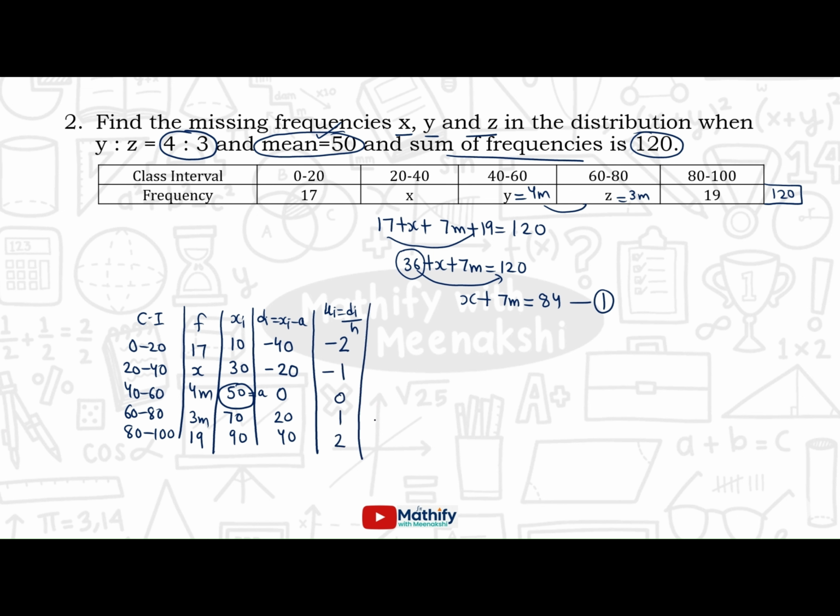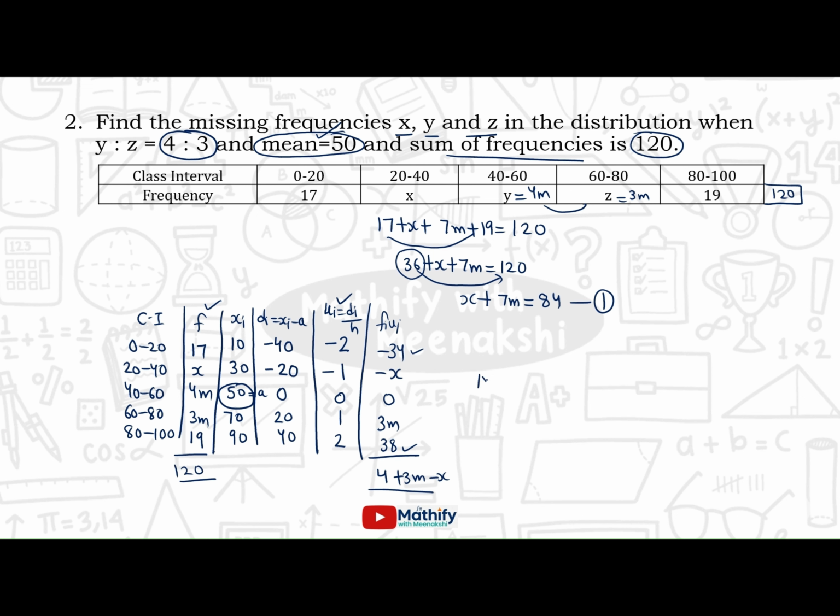Now you will write fiui. You will simply multiply the ui and fi columns. 17 into 2, that is 34, so minus 34, then minus X, then 0, then 3M, and then 38. Now what is your sum of fiui? Just see, minus 34 plus 38 is positive 4, plus 3M minus X. And here the summation of fi is already given, that's 120.